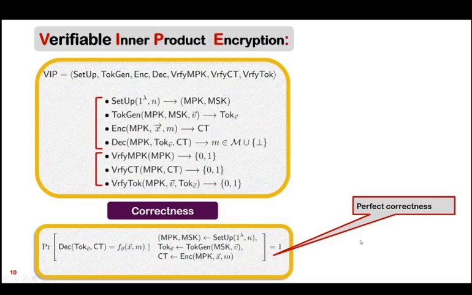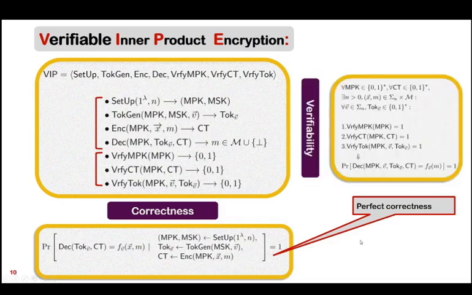Also, verifiable IP needs to have a verifiability property, which says that for every string, here MPK, ciphertext, and the token, if this string passes the verification algorithm, then the output of the decryption algorithm would be equal to the evaluation of this function for some message M. Also here, the probability should be equal to 1.